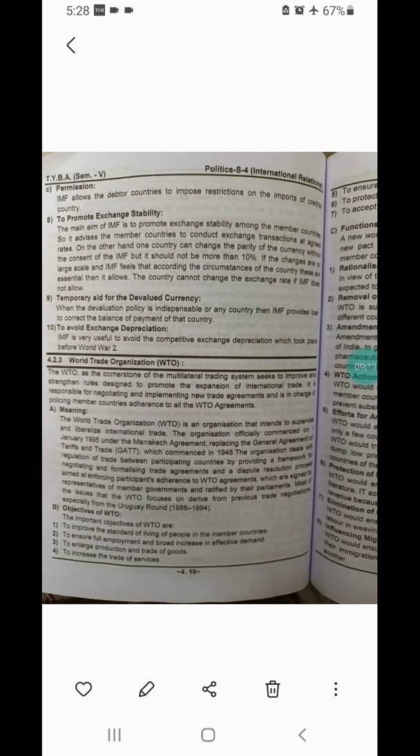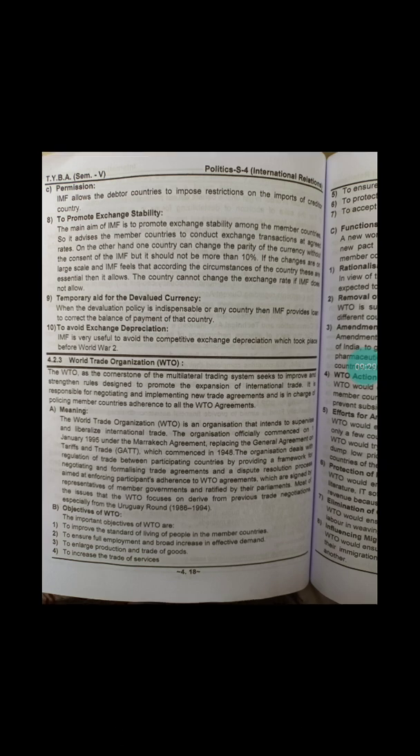To enlarge production and trade of goods. See, next point क्या है? To enlarge production and trade of goods. To increase the trade of services. Next point, to increase the trade of services. Then the fifth point is to ensure optimum utilization of world resources. See, जो वर्ल्ड में जो भी रिसोर्स है उसका प्रॉपर यूज़ करने का.